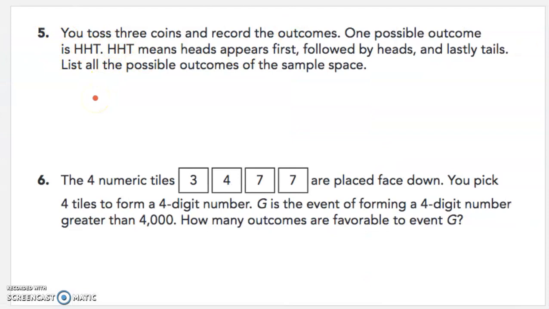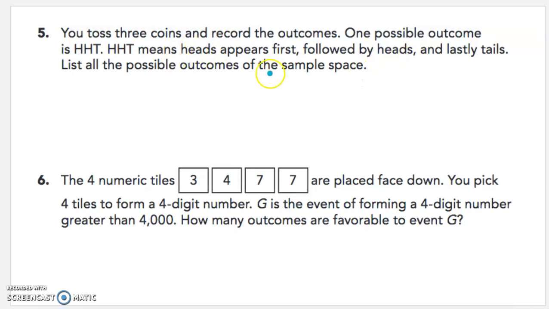You toss 3 coins and record the outcomes. One possible outcome is HHT. No, I'm sorry. HHT means heads appear first, followed by heads, and lastly tails. List all the possible outcomes. So we have to actually list these here.